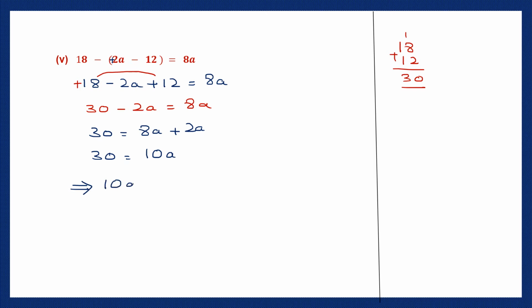So 10a is 30. What does that mean? It means that a will be equal to 30 divided by 10, because I have transposed 10, which is multiplication, to the right hand side, so it becomes division. 10 threes are 30. So we have found the value of a to be 3. So this is our answer. The value of a is 3.